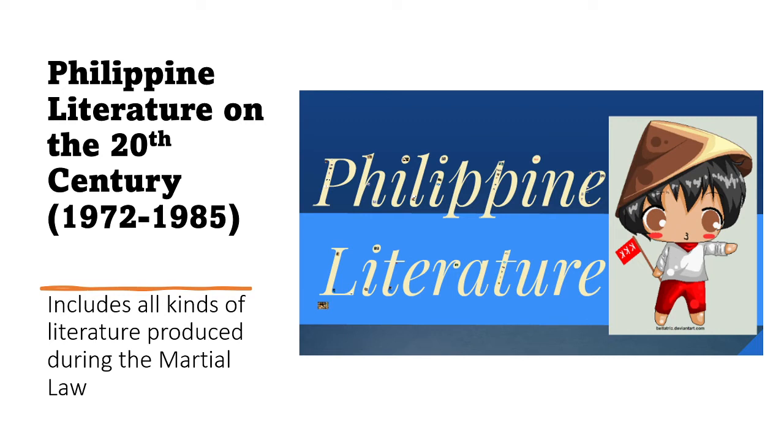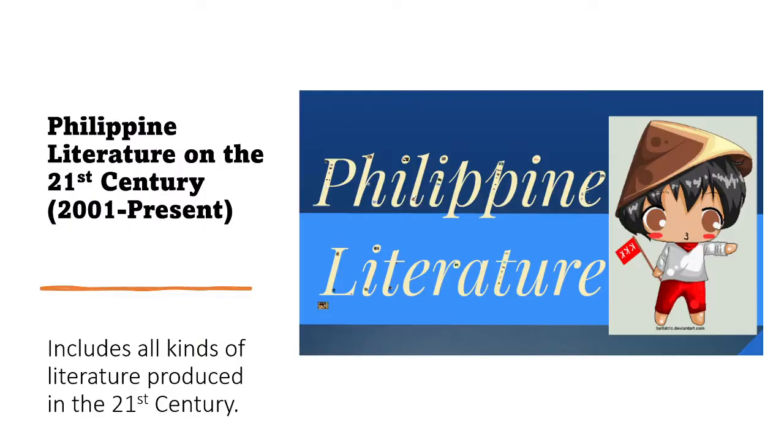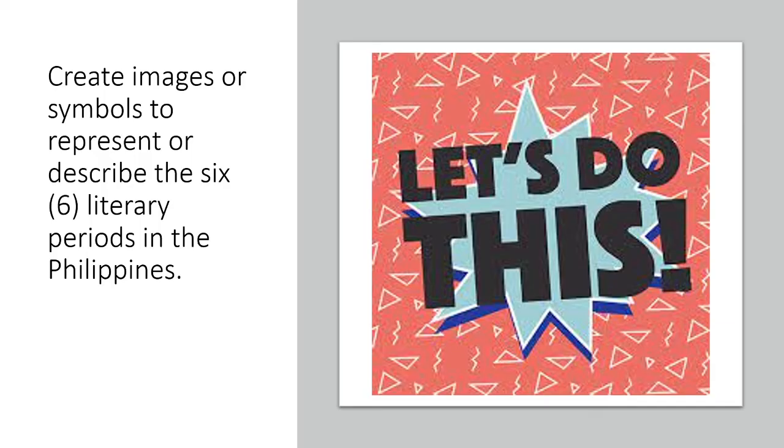Or this includes all kinds of literary works produced during the martial law. In this slide, you can see ang Panday, Ikatlong Yugto. So that was FPJ, Fernando Poe Jr. You can see here, Bakit Baliktad? Magpasa ng libro ang mga Pilipino, Hilda Olvidado. Example of 21st century literature that was produced in the 21st century.